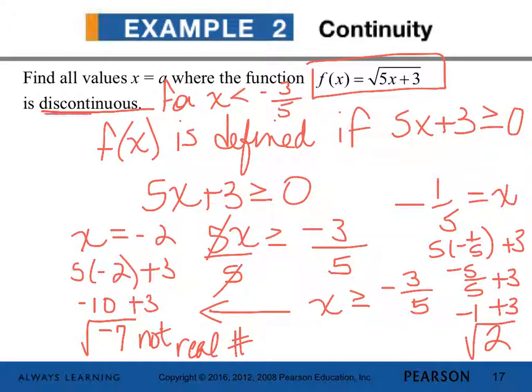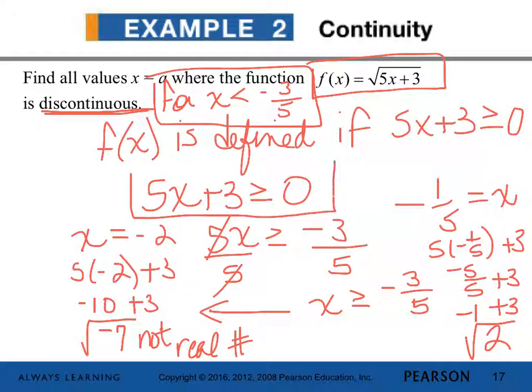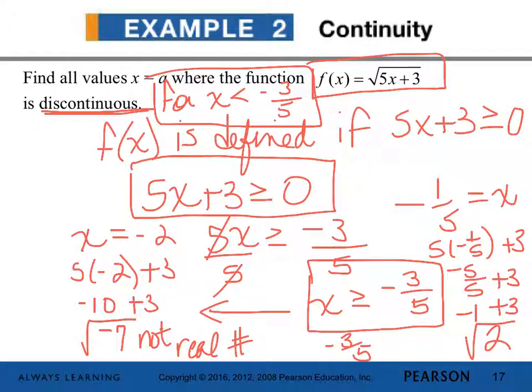So since it asked us where it was discontinuous, we say where it isn't continuous. It is continuous, on the other hand, when 5x plus 3 is equal to or greater than 0, and it is continuous on the interval from negative 3/5 to infinity. Just a quick reminder of how you write that notation. So that interval is negative 3/5 to infinity. And this one actually includes the negative 3/5, so the proper symbol there would have been a bracket. So this is where it is continuous.